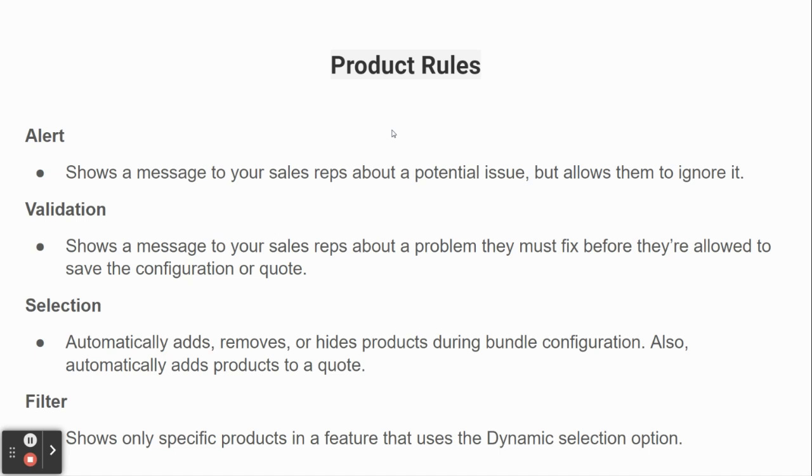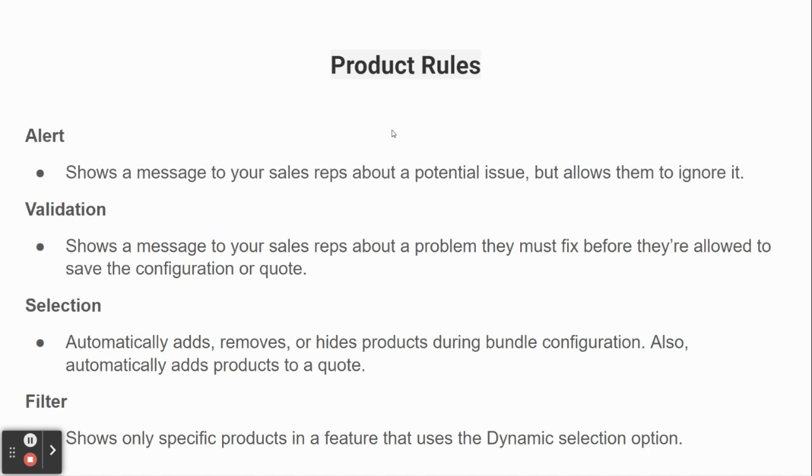So if you have automation that you need to complete in a CPQ project, you always want to look at utilizing Salesforce CPQ's automation first, and then move on to Salesforce-specific automation tools. There are four different types of product rules.